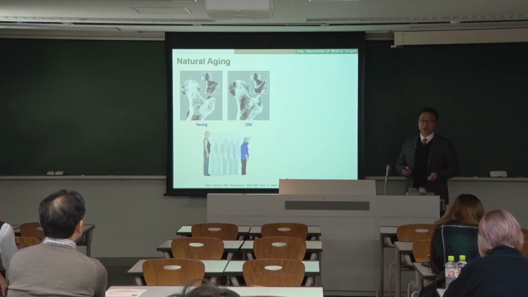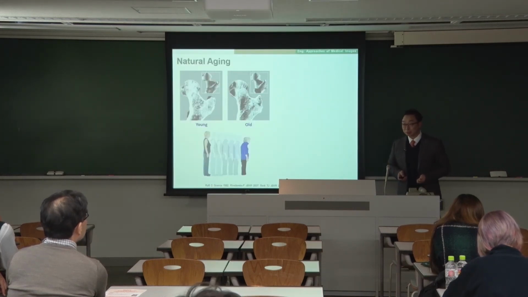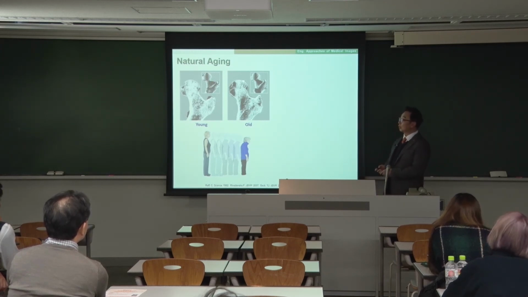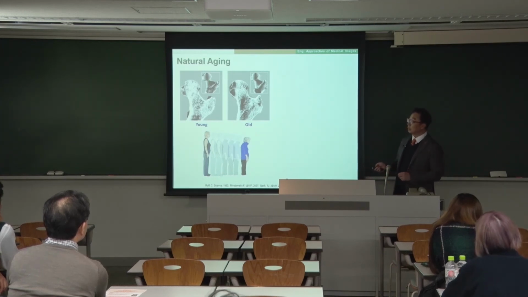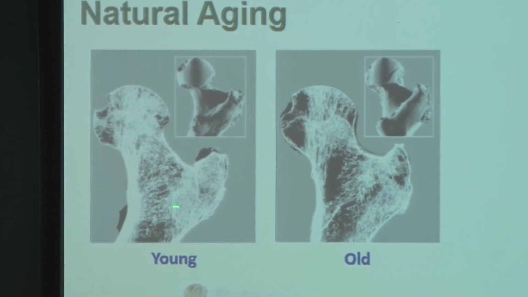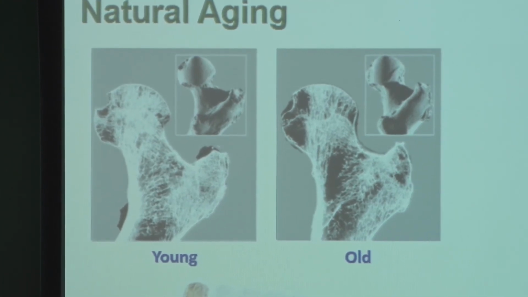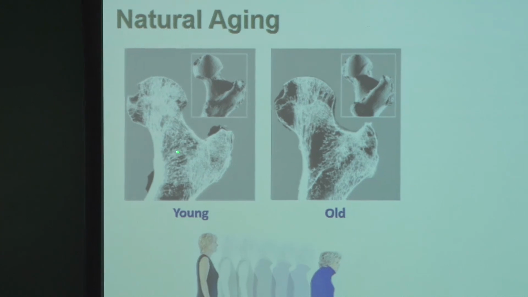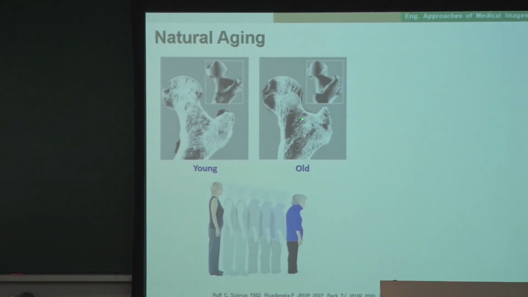So let me start from the natural aging that each and every one of us is experiencing. The left one is the young femur, and the right one is the old femur. If you look at the outside of the femur, you cannot differentiate the differences. But if you look inside, the outside of the bone is called the cortical bone. The inside network structure is called the trabecular bone. There are not many differences in the cortical bone, but lots and lots of changes happen in trabecular bone. A good example is that trabecular bone itself disappears. That's why you can see this big hole.